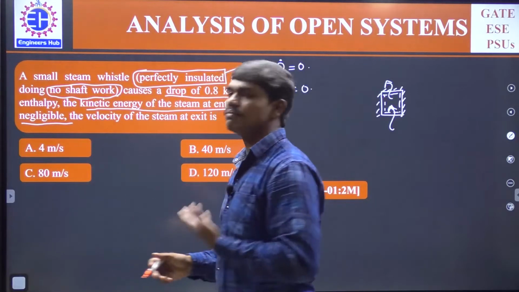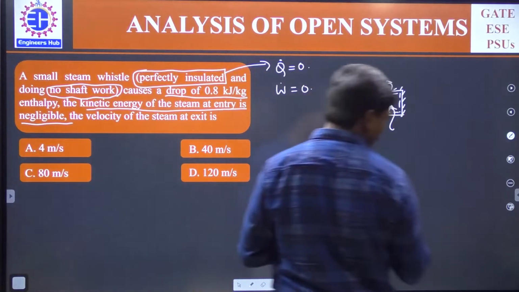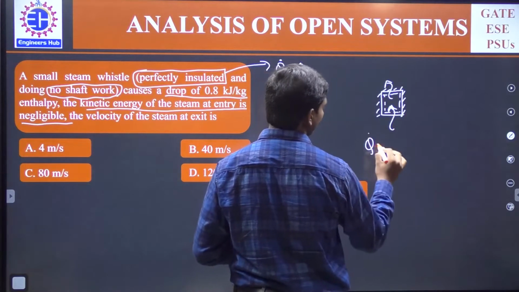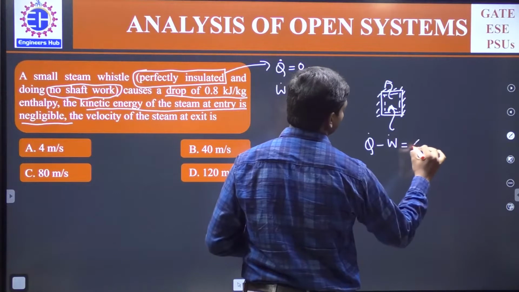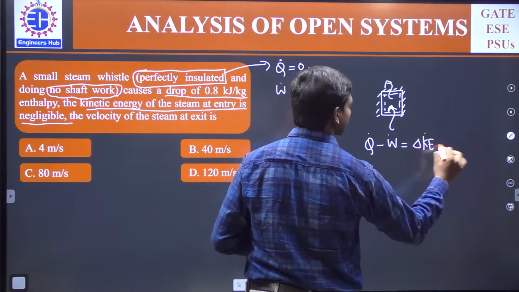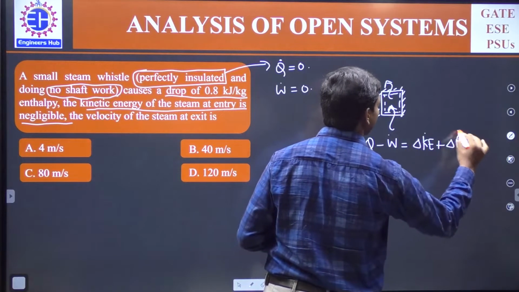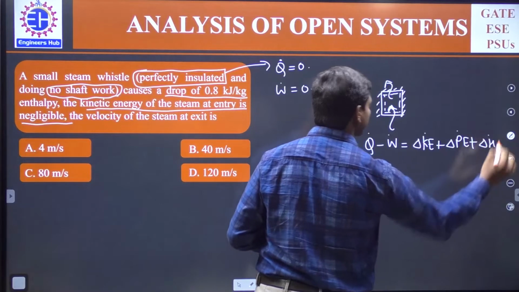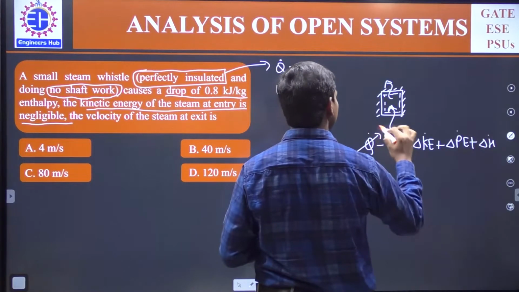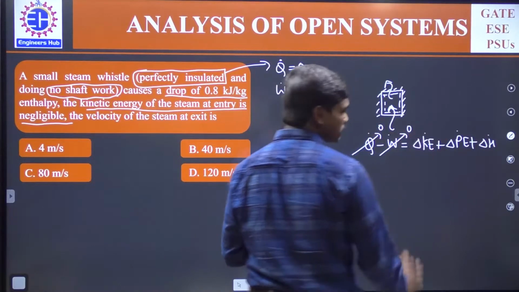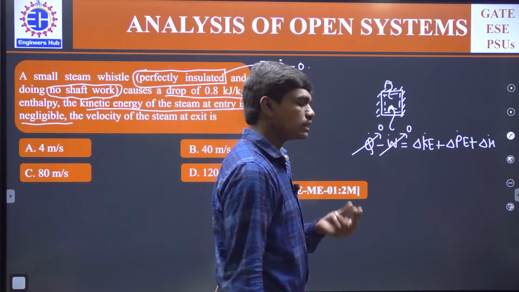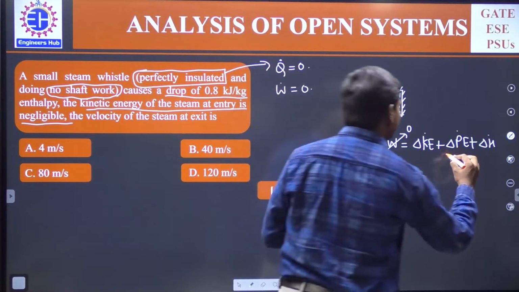The velocity of the steam at the exit. So if you apply the steady flow equation, Q dot minus W dot is equal to delta KE dot plus delta PE dot plus delta H dot. And of course, Q dot is 0, W dot is 0, and since the steam vessel is generally very small, potentially there won't be much energy changes.